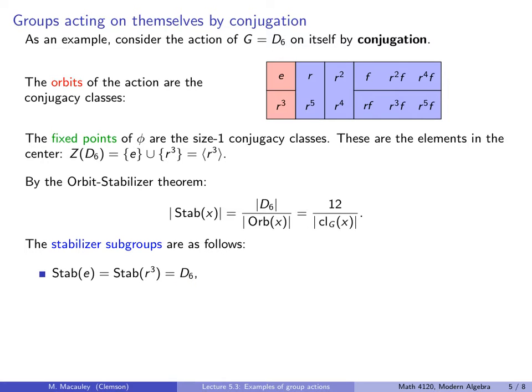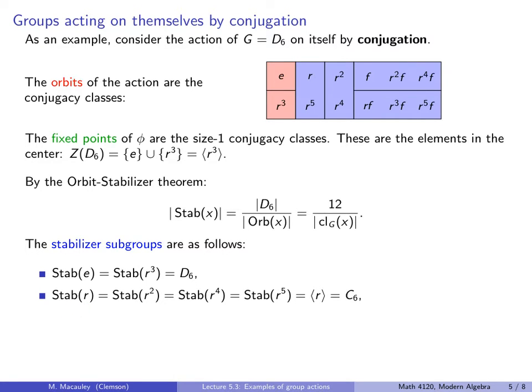And we can see this several different ways. So the orbits of E and of r cubed both have size 1. So by the orbit stabilizer theorem, the stabilizer has to have order 12 because 1 times 12 equals 12. Another way to think of it is the stabilizer, remember, is the centralizer of that element. So it's the set of elements that commute with it. And everything commutes with the identity, and everything commutes with r cubed.